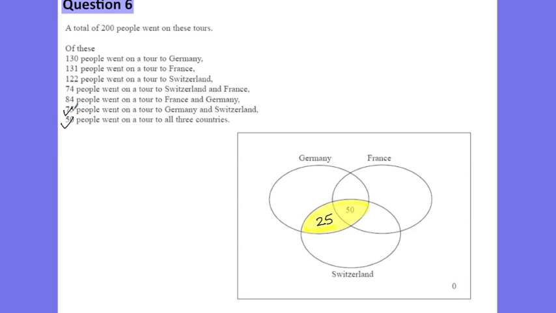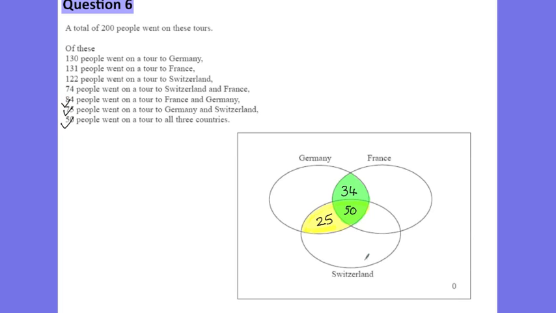Looking now to the 84 people that went on tour to France and Germany. Taking another colour, we will look here on the green. This section is for France and Germany, and it needs to include 84 people. 84 people to Germany and France. We have 50 already here. Therefore, we need 34 here to add up to 84.